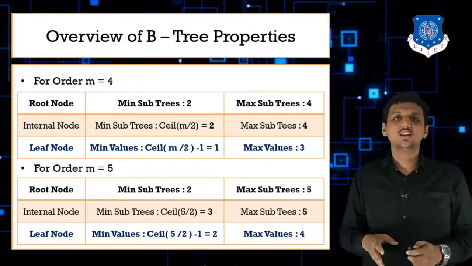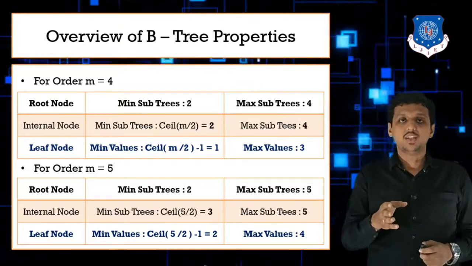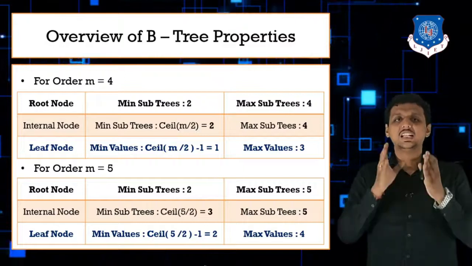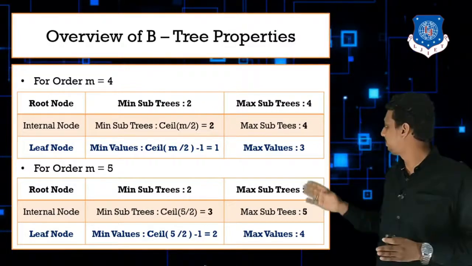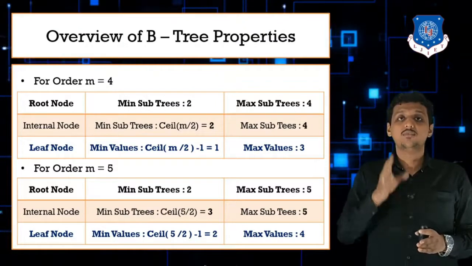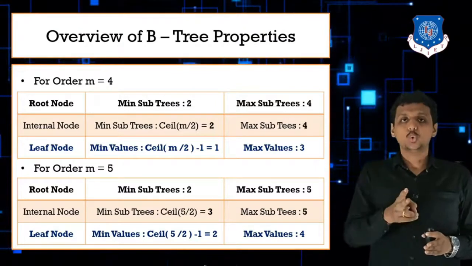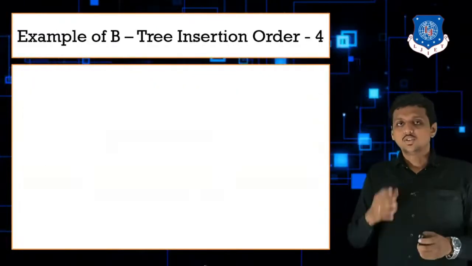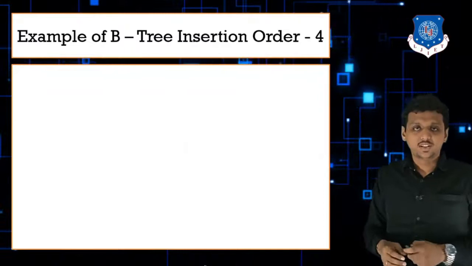That ceiling of m by 2, that means 2.5, and that ceiling value becomes 3. That's why, students, the minimum subtrees are 3 and maximum subtrees are 5. And in leaf node, students, the minimum values is 2 and maximum values are 4. Fine. So let's start with the examples of B tree, students.